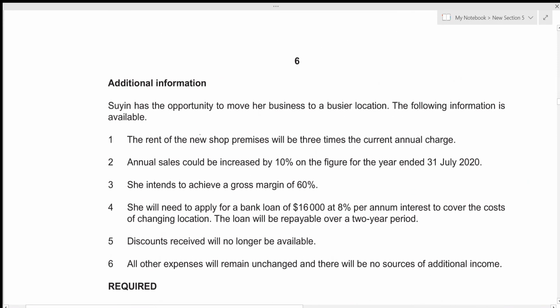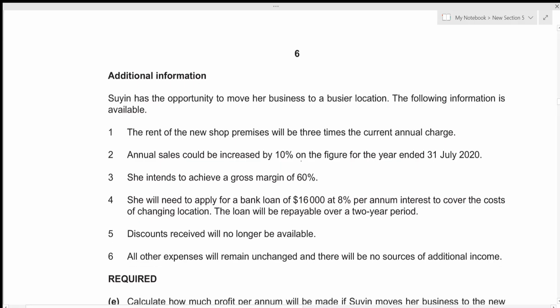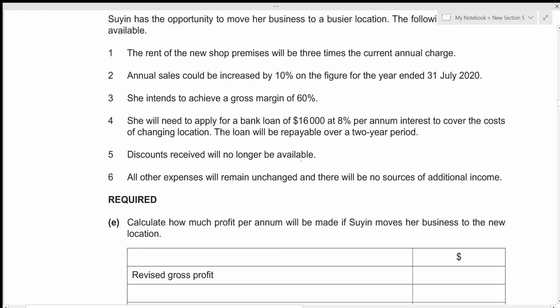The rent of the new shop premises will be 3 times the current annual charge. Annual sales could be increased by 10% on the figure for the year ended 31st July 2020, which means that what we had as a sales amount, we will add an extra 10% to that figure. And she intends to achieve a gross margin of 60%. So the total sales for the year, and 60% of that total sales will be equal to the gross profit. And we are starting from revised gross profit, so let's start there.